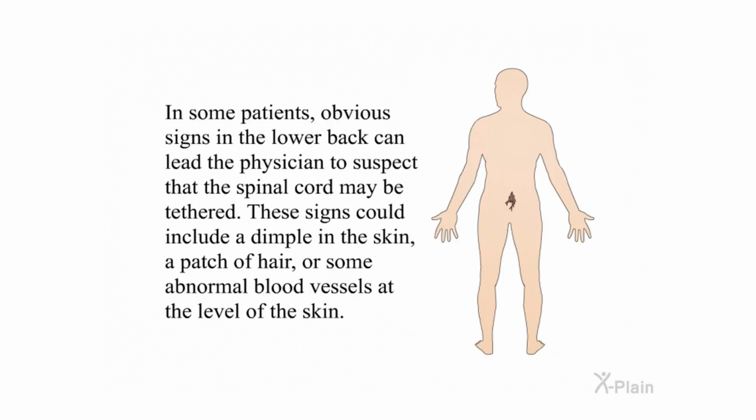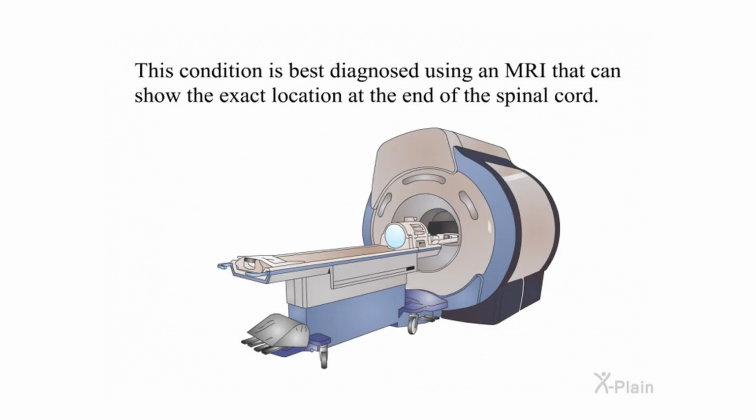In some patients, obvious signs in the lower back can lead the physician to suspect that the spinal cord may be tethered. These signs could include a dimple in the skin, a patch of hair, or some abnormal blood vessels at the level of the skin. This condition is best diagnosed using an MRI that can show the exact location at the end of the spinal cord.